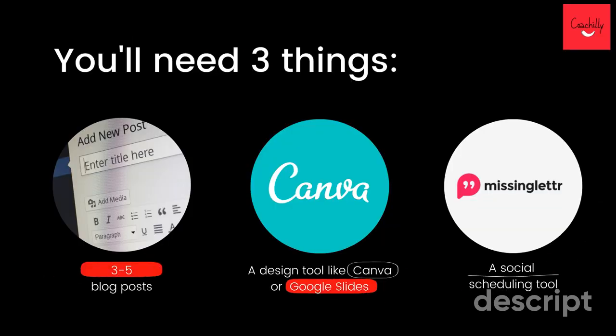What you need to get started are 3 things. You need about 3 to 5 blog posts. You need a design tool like Canva or Google Slides or PowerPoint that you can use to create some graphics, some quote bubbles. And lastly, you need a scheduling tool. Now there are multiple social scheduling tools out there at different price points, some of them free with some limitations. I'm demoing this using Missing Letter.